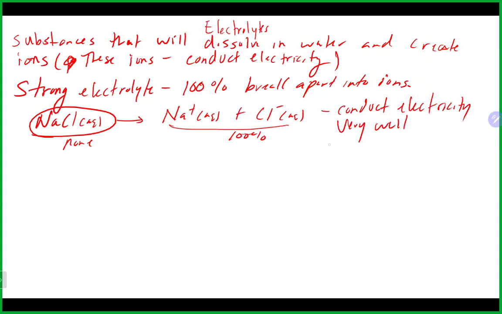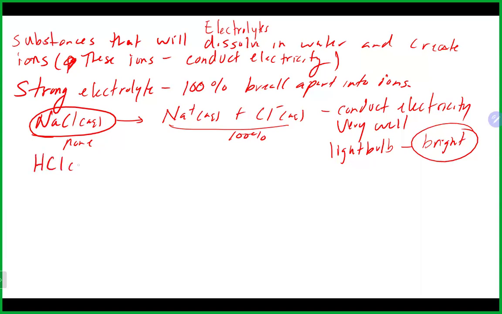So for example, if you take a light bulb that's hooked up with some electrodes and you stick it into a strong electrolyte, your light bulb will shine very, very brightly. I think you might be doing this or demonstrated this week. Because of all those ions that are there, it's going to make that light bulb shine really brightly. That, by the way, is how you know it's a strong electrolyte.